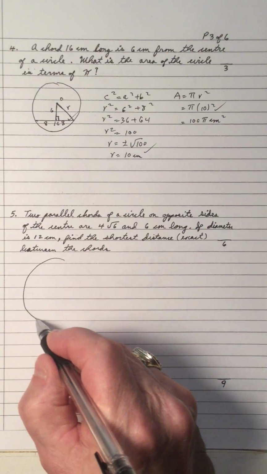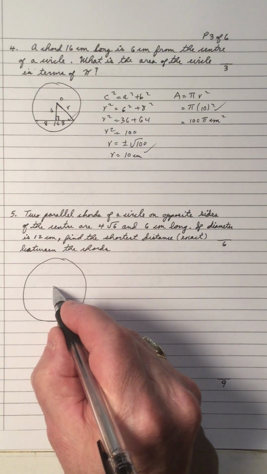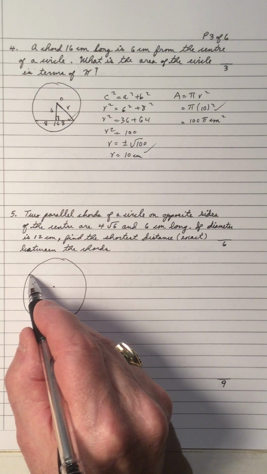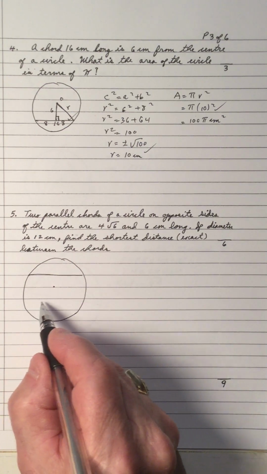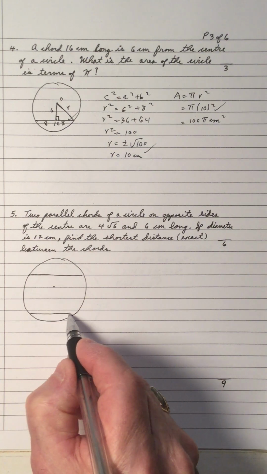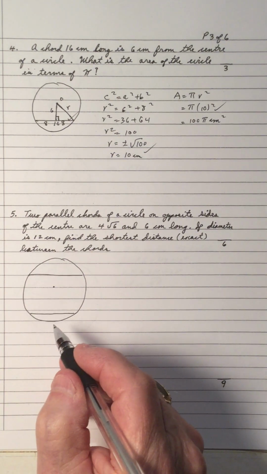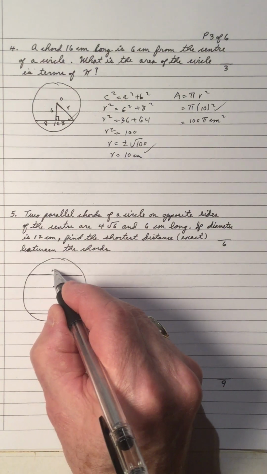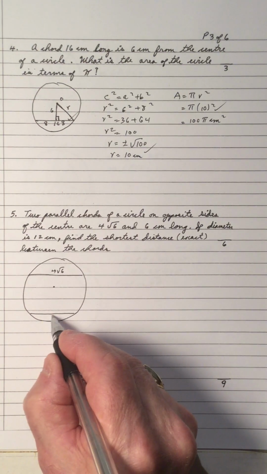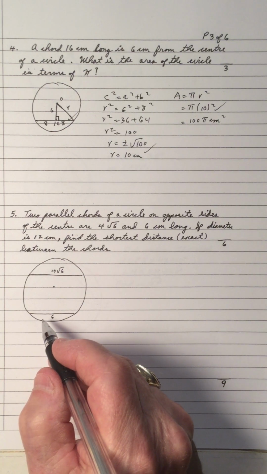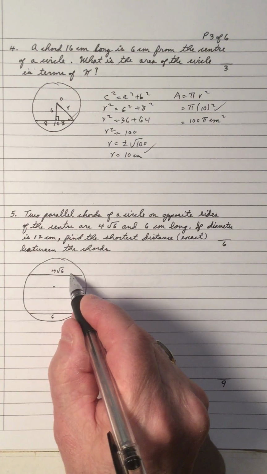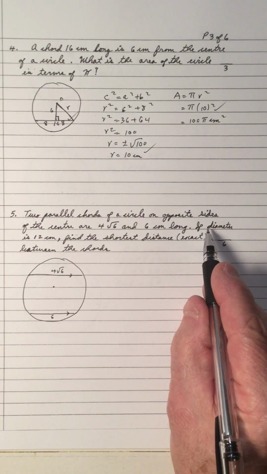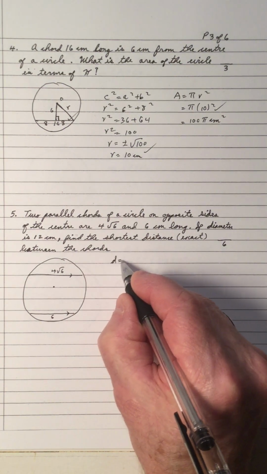So what we have is a circle, and we have the center. And there are 2 parallel chords on opposite sides. So let's say one is here and another one is here. The longer one, let's say this one is 4 root 6 and this one is 6. And they're parallel to each other. And the diameter, it says the diameter is 12.